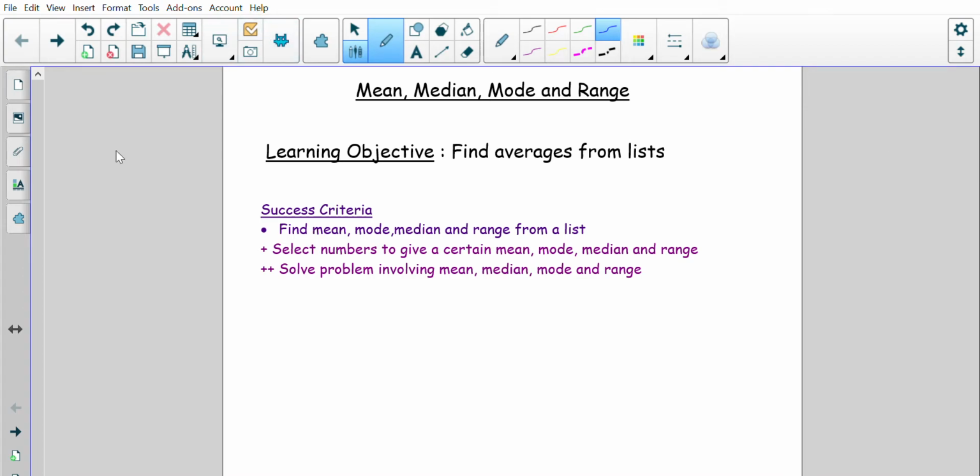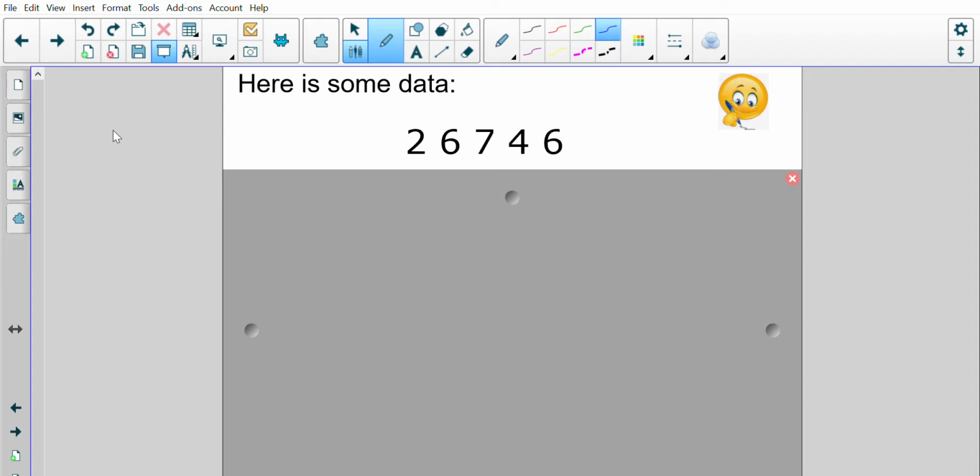We're now starting a series of lessons on statistics, and we're going to start today by learning about the different types of averages we can find, called the mean, the median and the mode, and we're also going to learn about the range of a data set. Here's some data. We call it a data set. We've got 5 numbers, 2, 6, 7, 4 and 6.